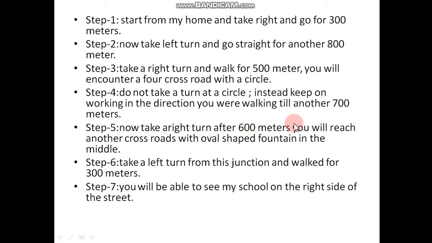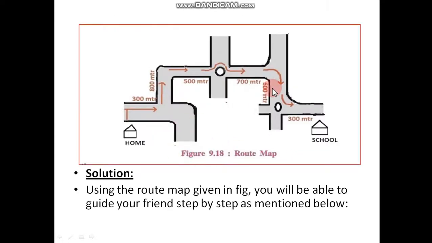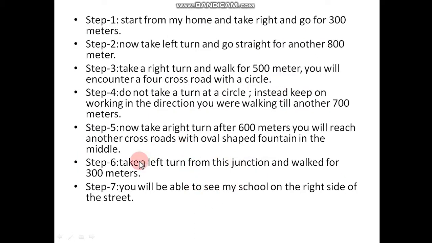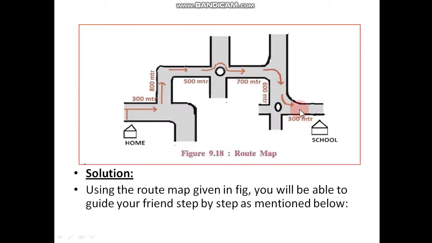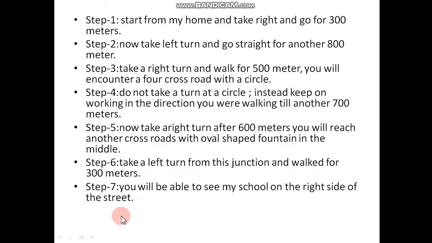After 600 meters, you will reach another crossroads with an oval-shaped fountain in the middle. See, there is a fountain here. Now, step 6, take a left turn from this junction and walk for 300 meters. Step 7, you will be able to see my school on the right side of the street. So it's the basic information which you give to your friend to reach your school from your home.